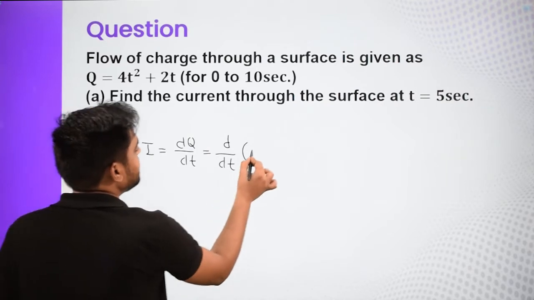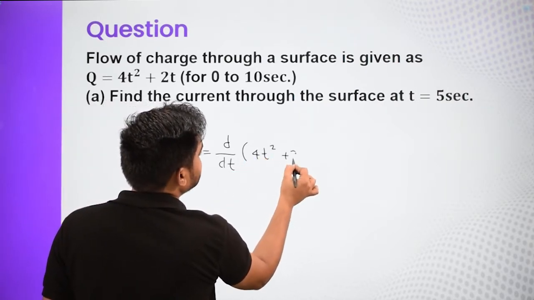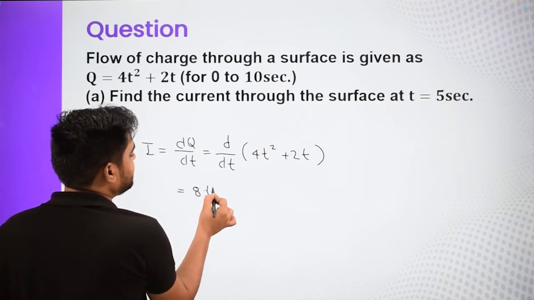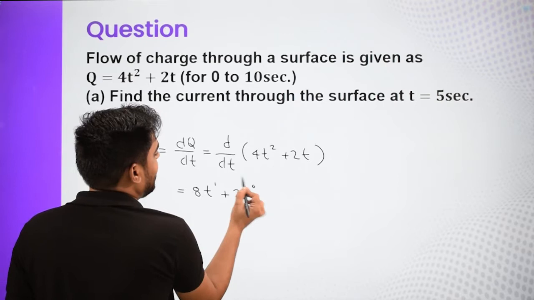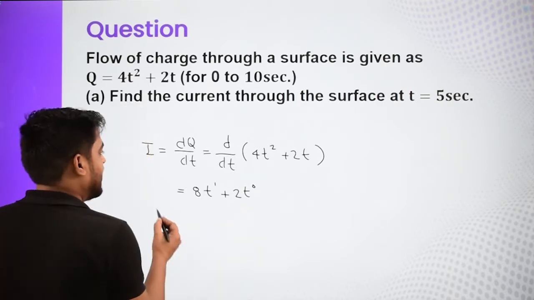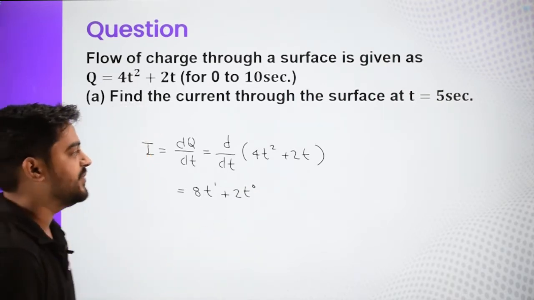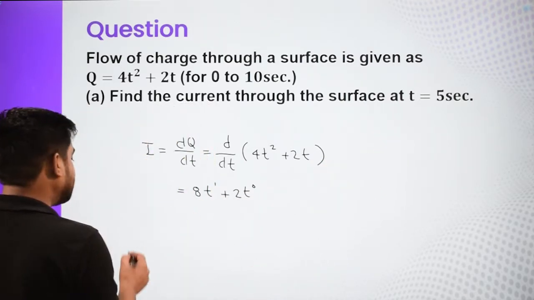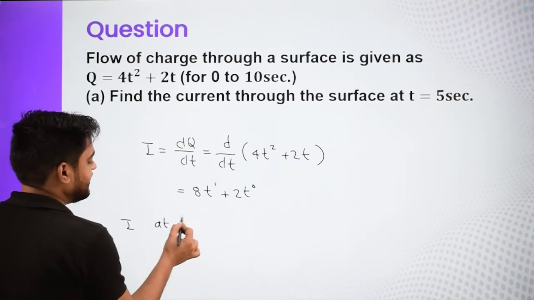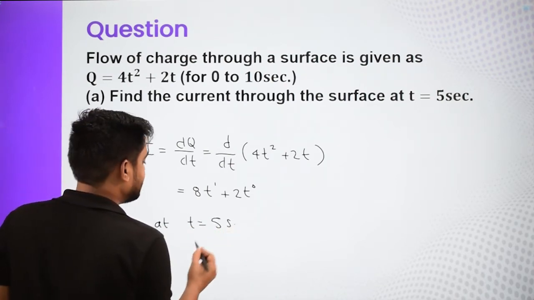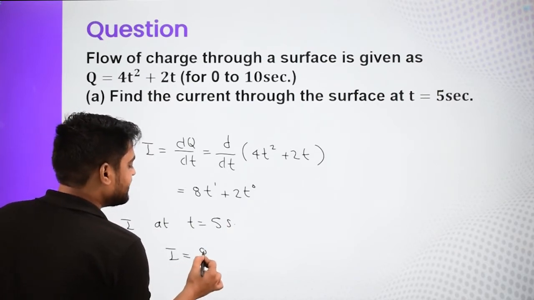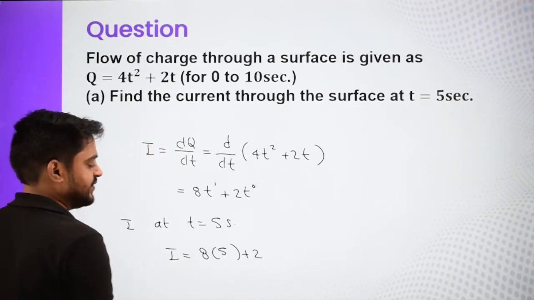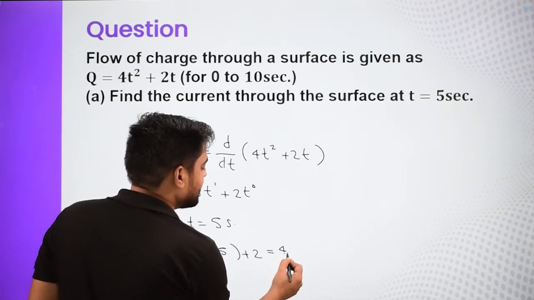And what is q? q is basically 4t square plus 2t. Just differentiate this. When we differentiate, the power comes down, this becomes 8t raised to 1 plus 2t raised to 0, and eventually that is 8t plus 2. Let us insert the value of time. You put different times over here, you get the current at that time. So current at t is equal to 5 seconds is nothing but 8 into 5 plus 2 into t raised to 0, so that is 1, so just 2. That is 42 ampere.